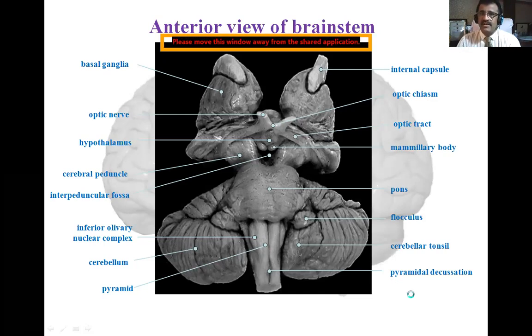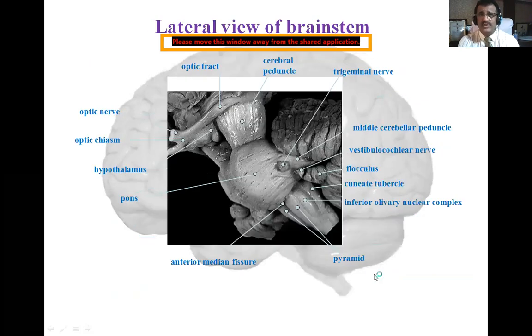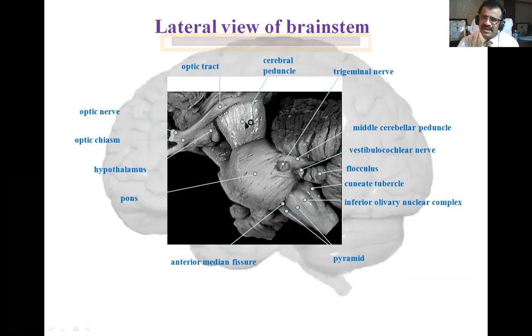Okay. Well, here is another image for you, which is a lateral view of brainstem. From the lateral side, if you look at brainstem, see how it looks. Here you can see the cerebral peduncle, which is a part of midbrain. Here you can see the pons, and behind the pons is the cerebellum, which is attached to the pons through the middle cerebellar peduncle. So cerebellar peduncles are different, and cerebral peduncles are different.